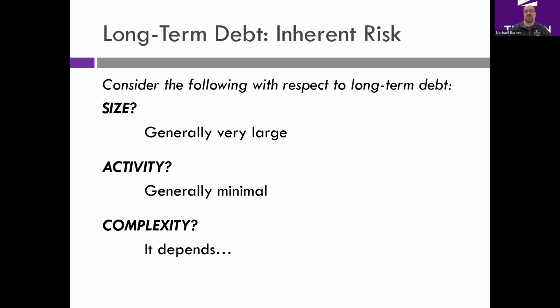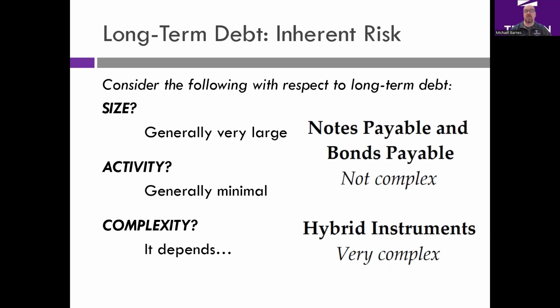The answer is, as with any accounting question, it depends. When we talk about just notes payable and bonds payable, those are not complex at all. But what about hybrid instruments? Instruments that have both characteristics of debt and equity? How do you value those? The answer is it's really, really challenging and very subjective. Generally, it leads to some very complex calculations, which require the use of a specialist.